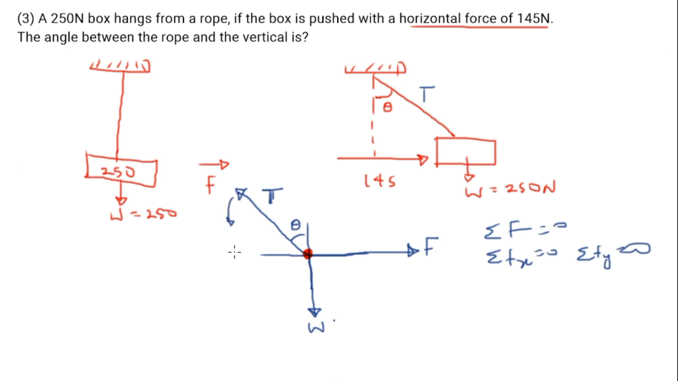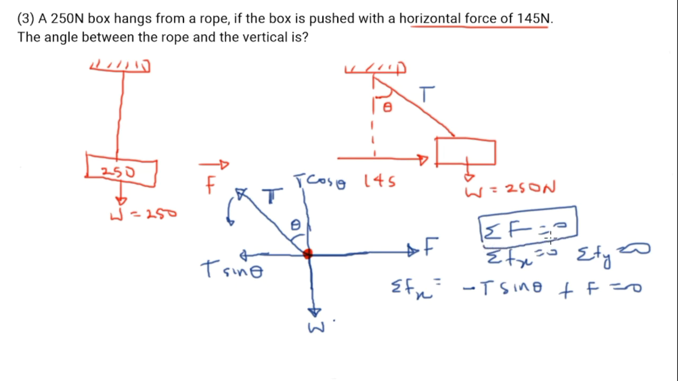So if I resolve tension to the x-axis, I will have T sine theta, and in this place, I will have T cos theta. On the x-axis, the summation of the forces, notice that T sine theta is along the negative x direction, so we have minus T sine theta plus F, which is along the positive x-axis, is equal to zero. Notice that this equation is a vector equation, that is the vector sum of all the forces, so we are adding them with respect to their direction, and that's why we always make use of the minus and the plus.